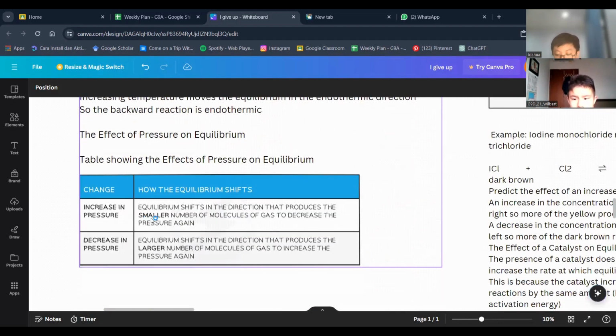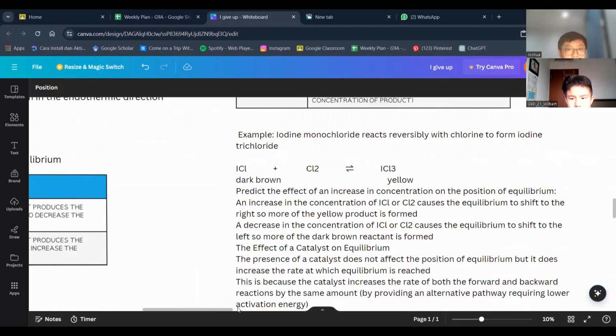Next is the effect of pressure. Increase in pressure means equilibrium shifts in the direction that produces the smaller number of molecules of gas to decrease the pressure again. So it's attempting to maintain the pressure by decreasing the production of molecules. And when the pressure decreases, a larger number of molecules of gas is produced to increase the pressure again.